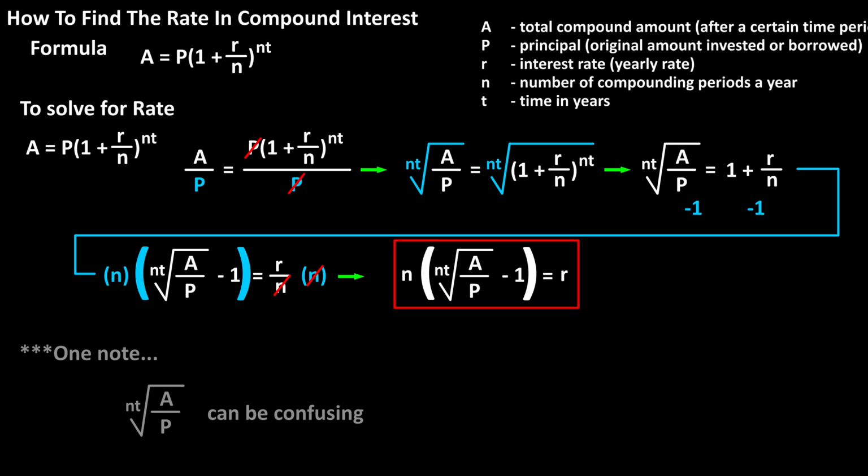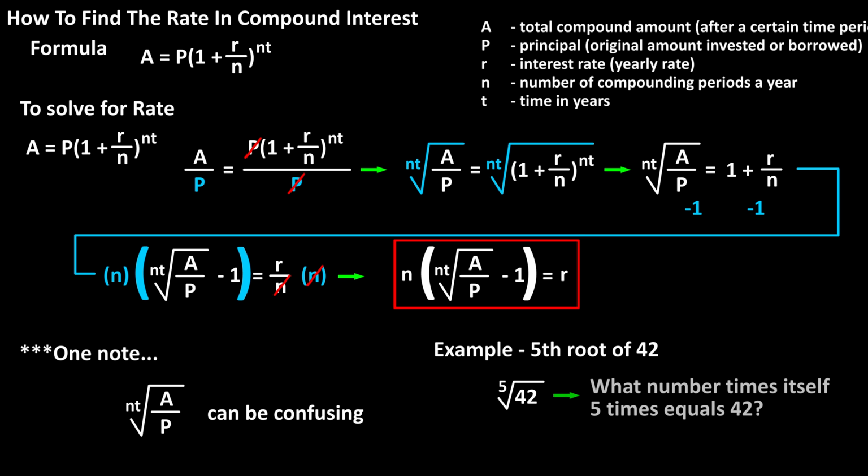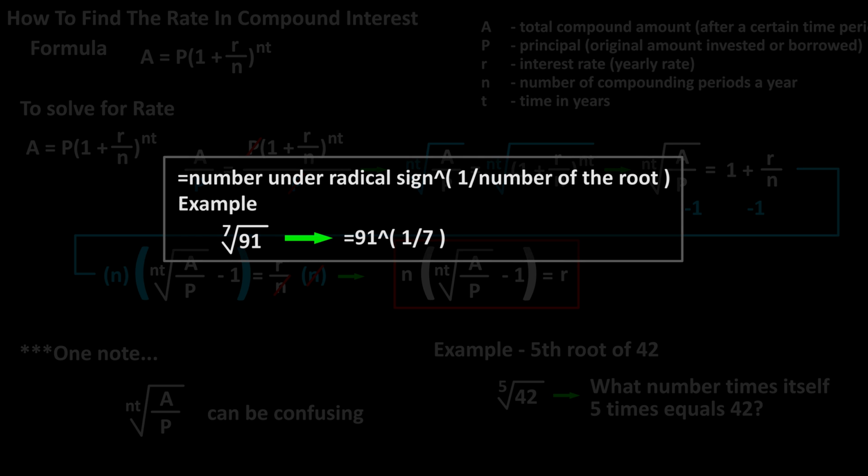One note, the N times T root of a number may be a little confusing. So real quick, as an example, let's say that we want to find the fifth root of 42. What this is asking is what number times itself 5 times will equal 42. To find this number, you'll need an advanced calculator, or you can do it in Excel. To do it in Excel, the way it is written is equal sign, the number under the radical sign, this caret sign, which is shift 6, open parentheses, the number 1, forward slash, the number of the root, which is called the index, and then close parentheses.